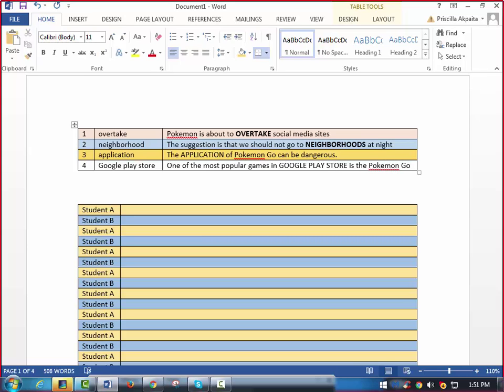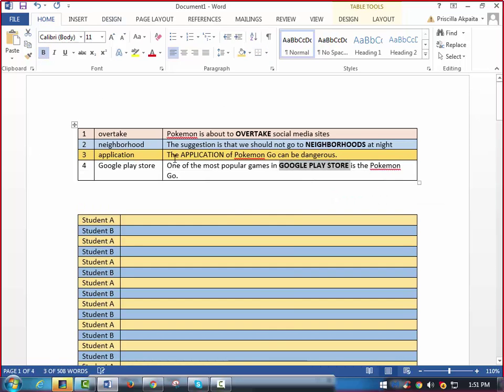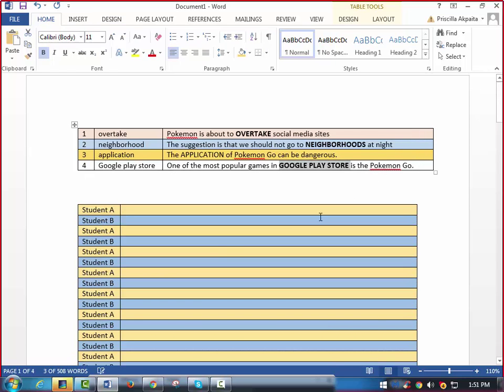Okay, so there we have our sentences. Can you read those four sentences? Yeah. Pokemon is about to overtake social media sites. The suggestion is that we should not go to neighborhoods at night. The application of Pokemon Go can be dangerous. One of the most popular games in Google Play Store is the Pokemon Go.